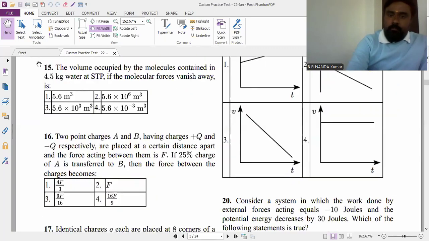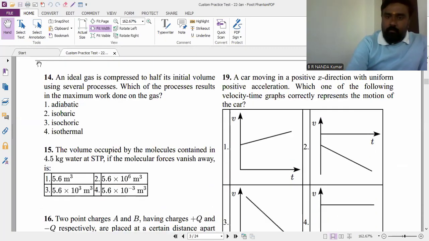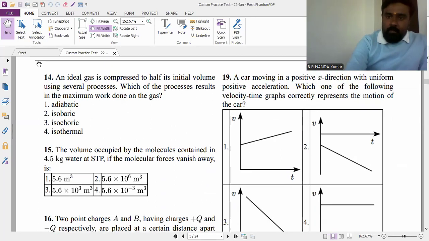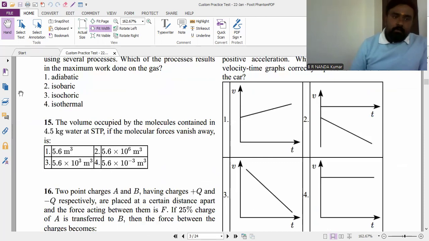Next, question number 19. A car moving in the positive x direction with uniform positive acceleration. That means a straight line should appear in the v-t graph. So positive acceleration. The right answer is the first graph. Look here, the slope of the v-t graph gives acceleration, which is positive and constant. So the right answer is the first one.